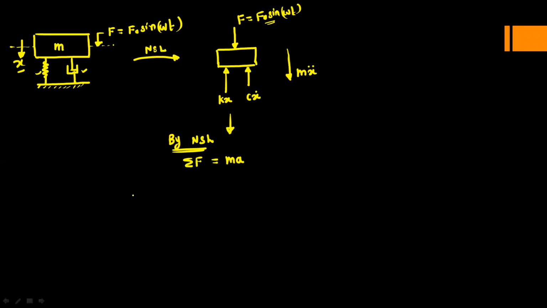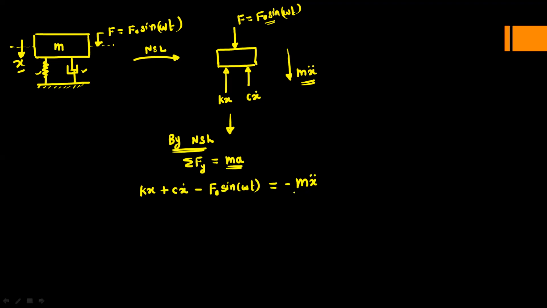Okay, so first is the kx, so we should only consider the y direction, there is no force in the x direction. So we can even write this equation as fy. So first is the kx, it is in the positive y direction, plus cx dot, it is also in the positive y direction. Then this f is equal to f0 sine omega t, it is in the negative y direction, so it is minus f0 sine omega t. And this mass into acceleration, which is the inertia vector, is also in the downward direction, so it is minus mx double dot.